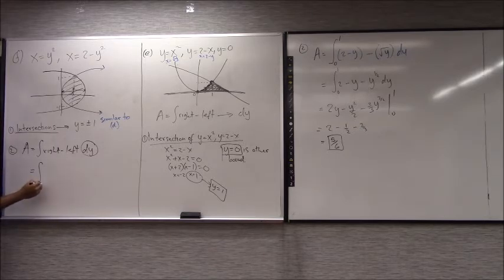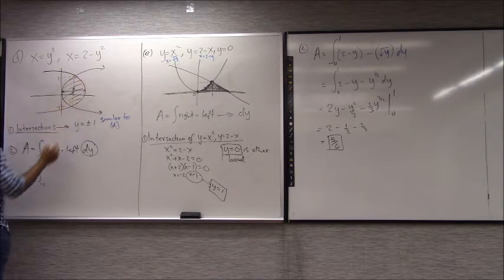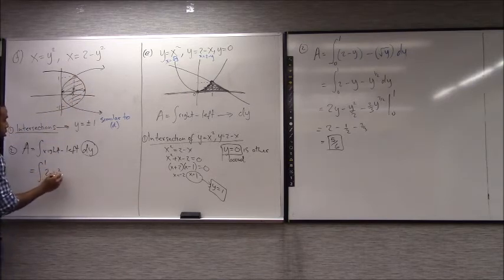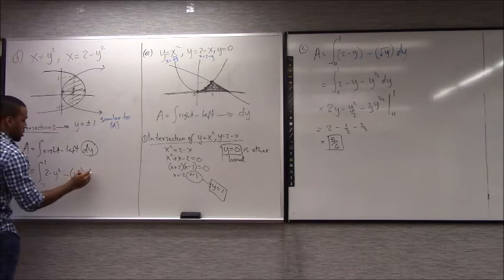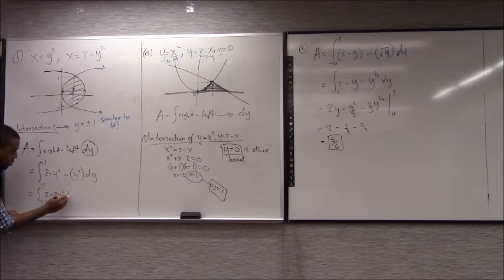So I would actually do minus 1 to 1. And there's shortcuts with this one. I could have done something like 0 to 1 and double the answer, but maybe we'll talk a bit more about that later. What's my curve on the right side? It's this guy. So it's 2 minus y squared minus my curve on the left side is just y squared. You can simplify that. Yep. So it's 2 minus 2y squared, minus 1 to 1, dy.